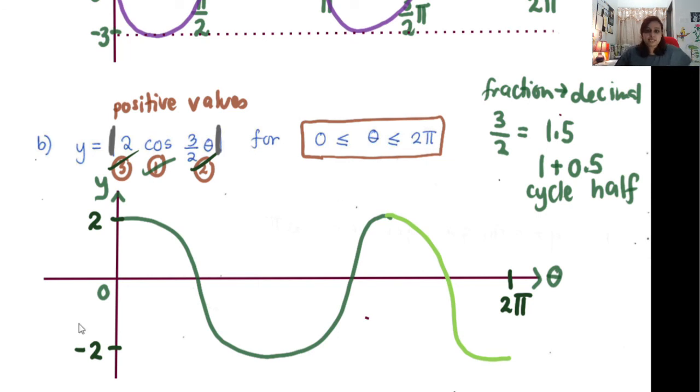So what you do, this is 2 pi, right? So half means 1, half, half. So here is the pi, here's your pi. Because this is 1, this is 1, 1.5, 1.5. So yes, correct, pi is in the middle there.